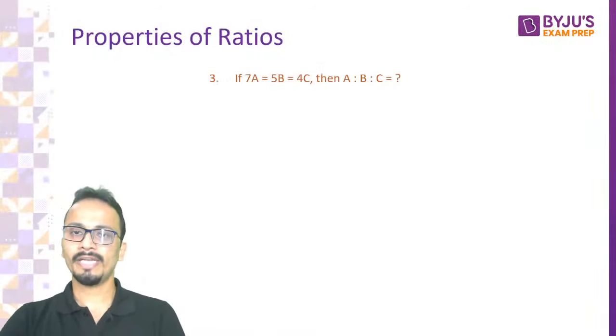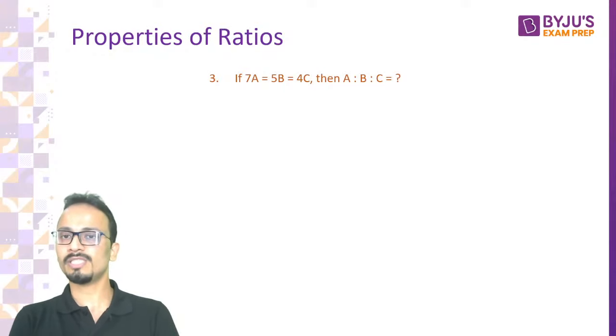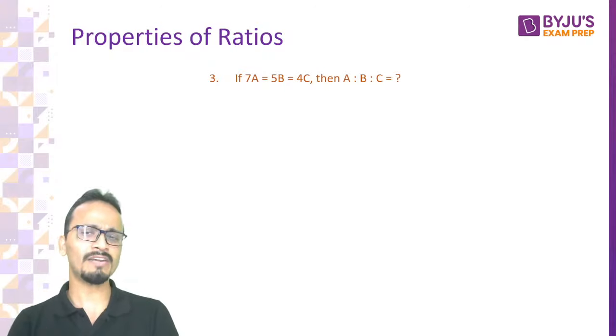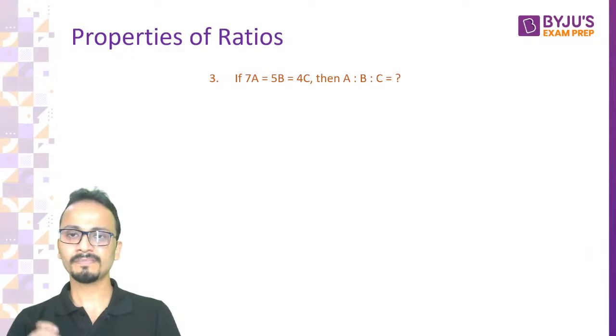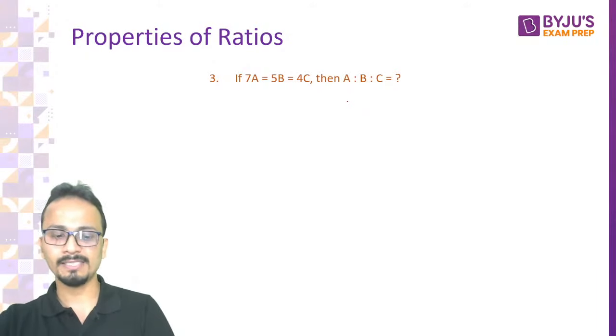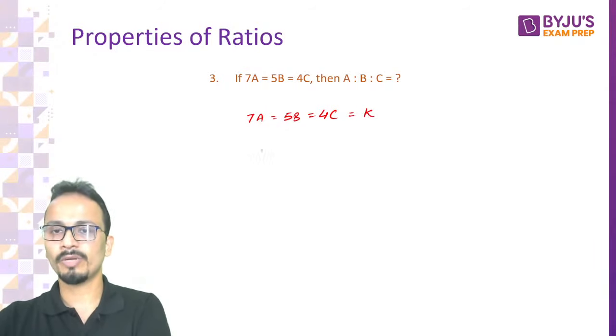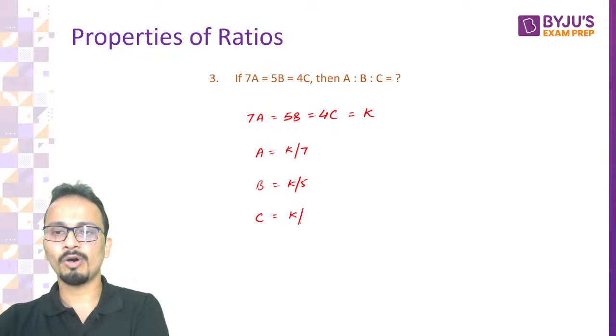Now the third case, I'm given 7a equals 5b equals 4c. This is similar to the first property that we have seen, I believe. So 7a equals 5b equals 4c, and I'm asked to calculate the ratio of a, b and c. So first step, I'll assume 7a, 5b and 4c are equal to another constant k, and then I'll write the values of a, b and c in terms of k. So a will be k upon 7, b will be k upon 5 and c will be k upon 4.